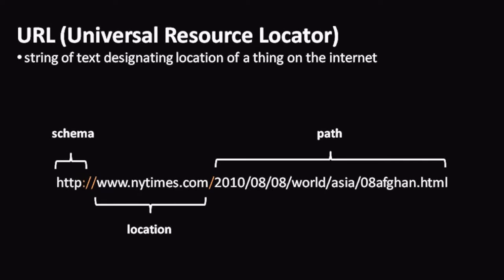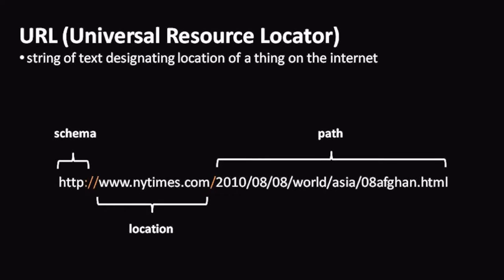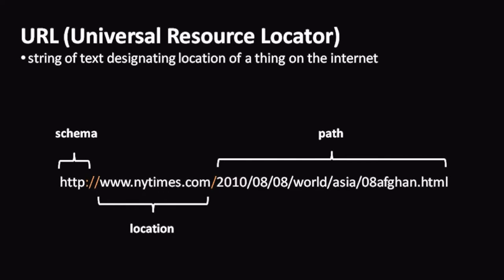In this case, the path looks a lot like a file path, but it doesn't necessarily mean that we're requesting a file named 08afghan.html inside the directories 2010/08/08/world/asia. Now, that might be the case, but it isn't necessarily the case. It's really entirely up to the computer at the New York Times to determine what this path specifies. So you may often see URLs where the path looks like a file path, but there's no necessary connection between file paths and URLs. Lastly, notice here that the URL doesn't have any spaces in it. URLs are not allowed to have spaces.